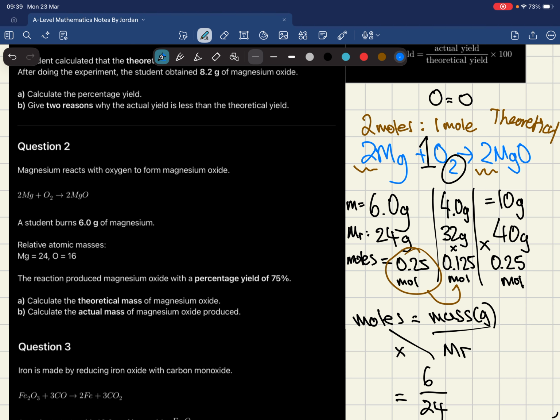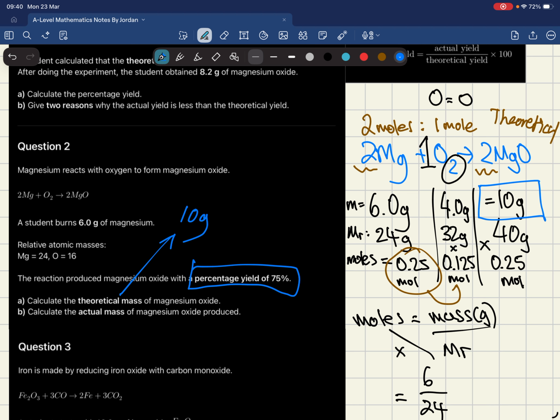So we've got the reaction produced magnesium oxide, and it says with a percentage yield of 75%. You can use that straight away to work out the actual mass, but we needed the theoretical mass first, which is what we just got from this equation. So you would expect, theoretically, to get 10 grams of magnesium oxide. So that would be the answer to part A.